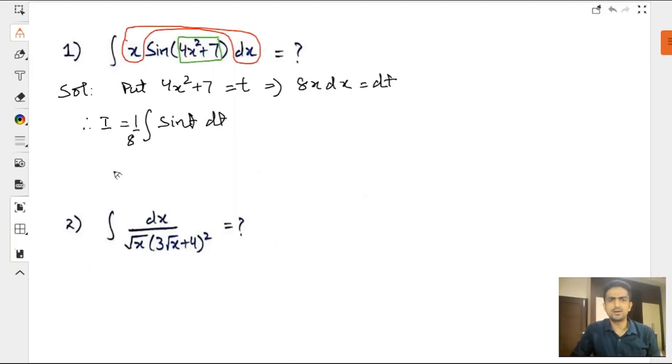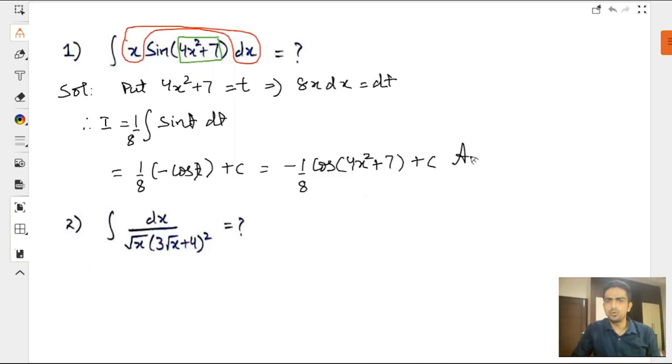Now we know the integral of sine t, so the answer comes out to be minus cos of t plus c. Now substituting back, we get minus 1 by 8 cos of 4x squared plus 7. This is the answer. No issues at all. Basic substitution.